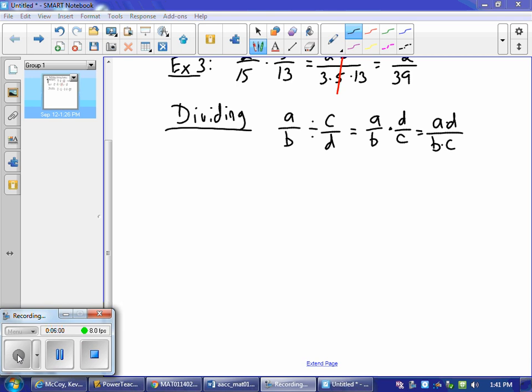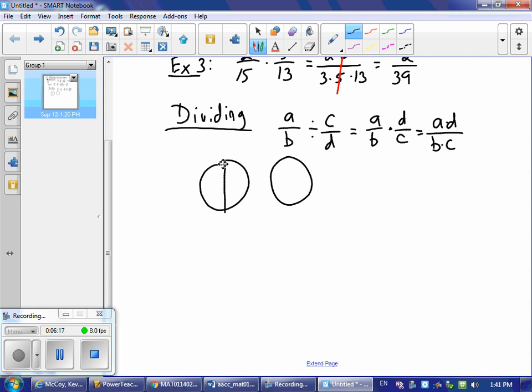Okay, let's try and take a simple concept to explain this. So here I'm going to have a whole pie and another whole pie. And what I'm going to do is I'm going to cut those pies in half. So what you should see is that I have two whole pies cut in half.